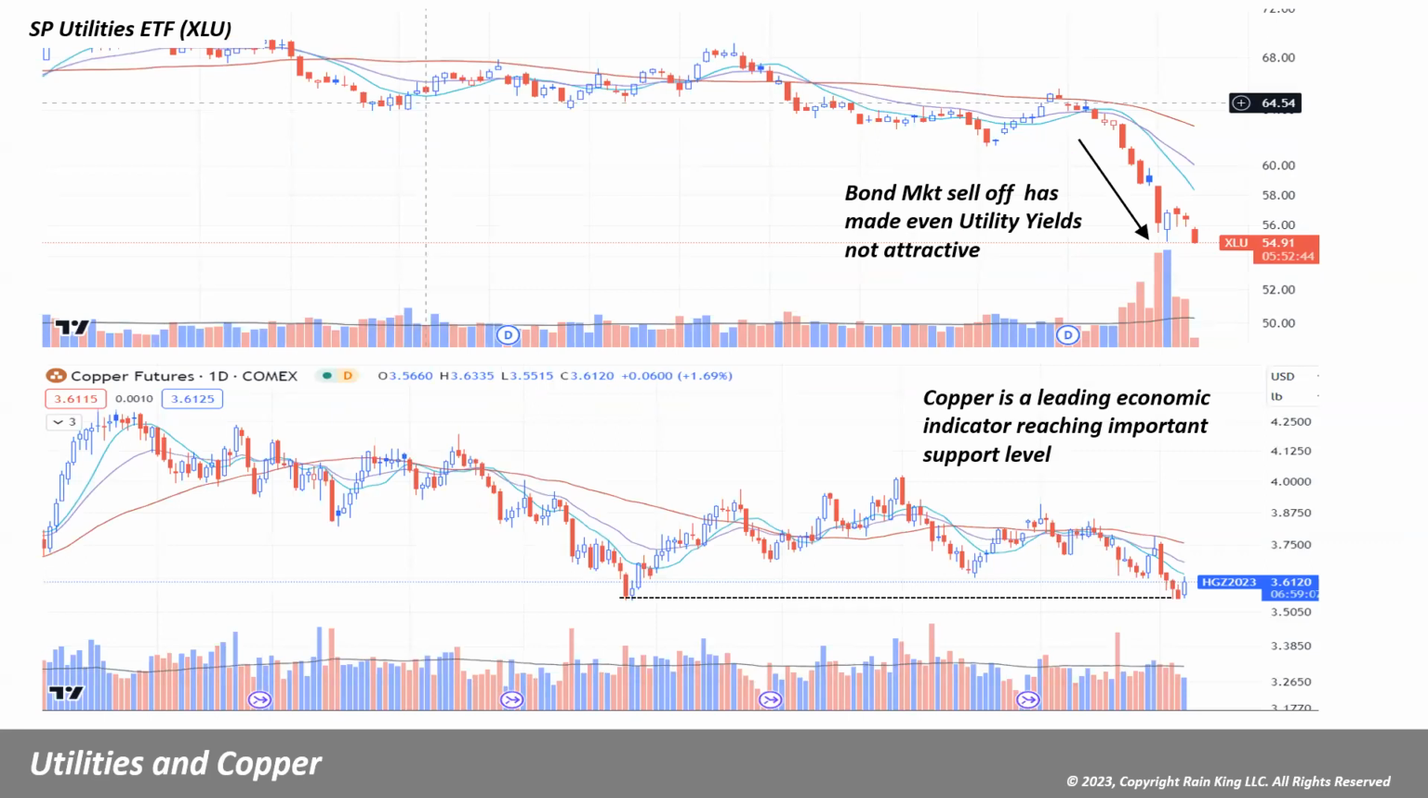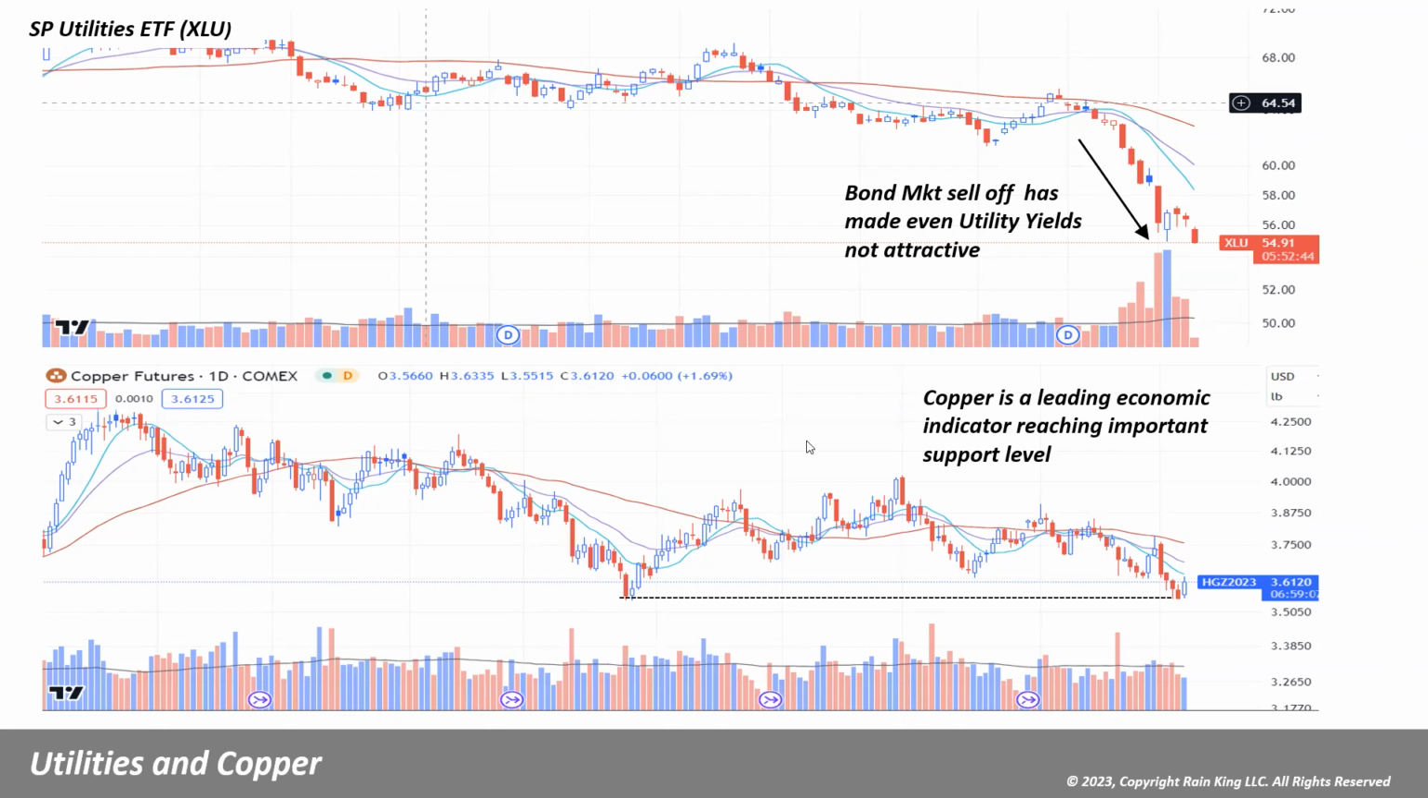Wanted to call up the XLU, which is the ETF for utilities, and they saw a dramatic sell-off earlier in the week. It's really been bad the past 2 weeks. It's because even the dividend yields on utilities, which is usually somewhere in the 4% range, can't even compare with the yields on the bonds. The bonds are above 5%, and so people are shunning even defensive groups like utilities because of that. So real sharp plunge there.